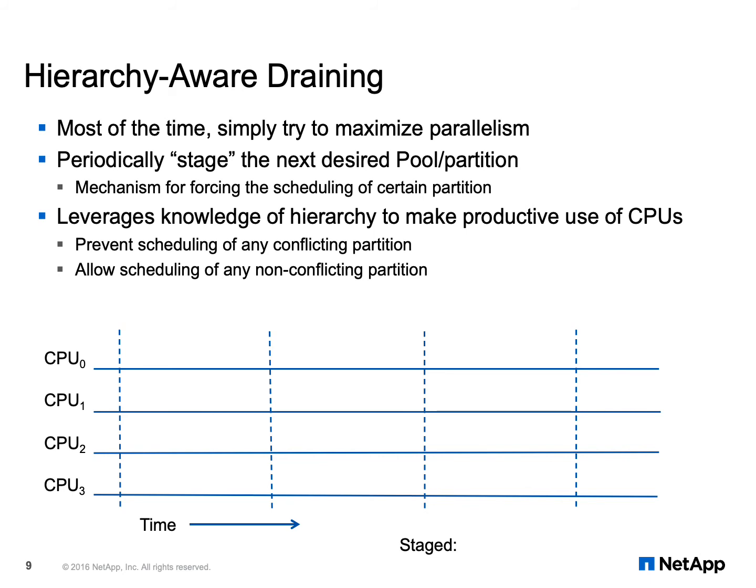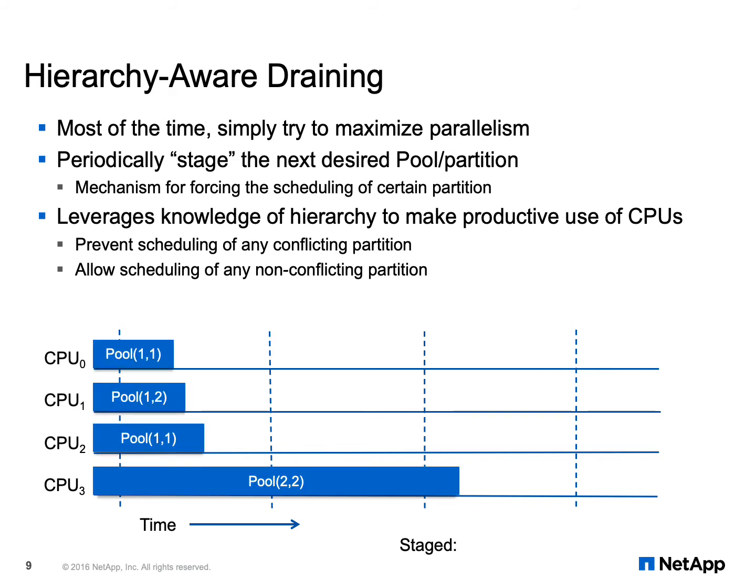At the bottom of the slide, I've shown a figure to walk through a couple examples of how staging and hierarchy-aware draining work. So to begin with, we're going to pick a data partition to execute on each CPU. At some point, one of the partitions will finish running some amount of its work, and the core will need another partition to execute.